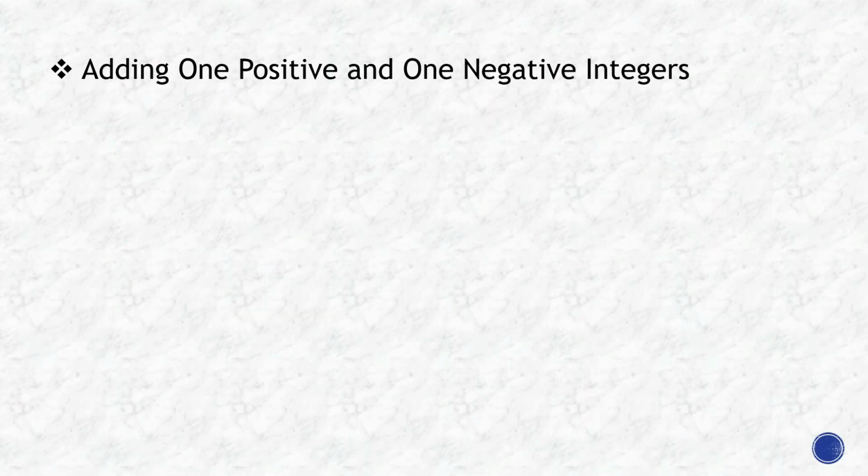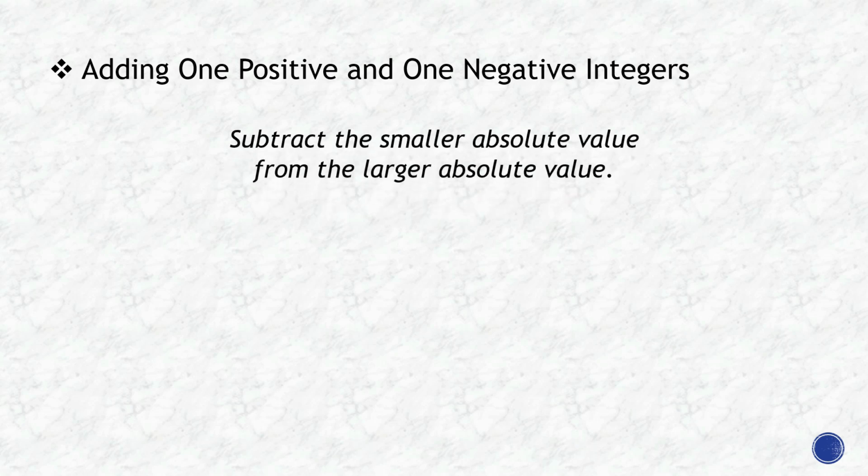All right, so this one we have one positive and one negative. So the rule is subtract the smaller absolute value from the larger absolute value. And of course, the sign of the answer depends on the larger absolute value. I was not able to include that, but I want to say it. So the sign of the answer depends on the sign of the larger value.